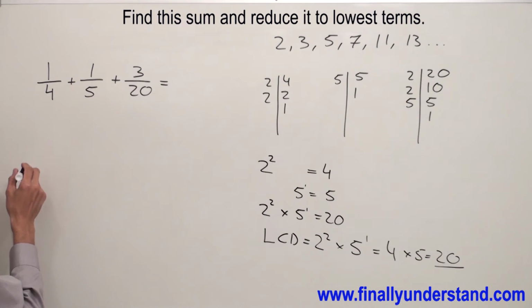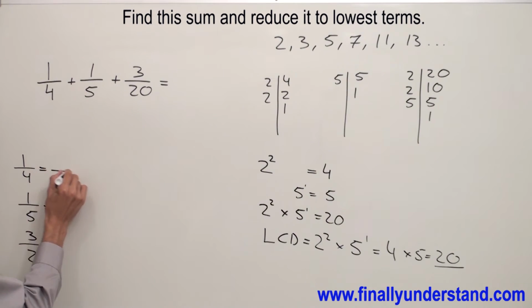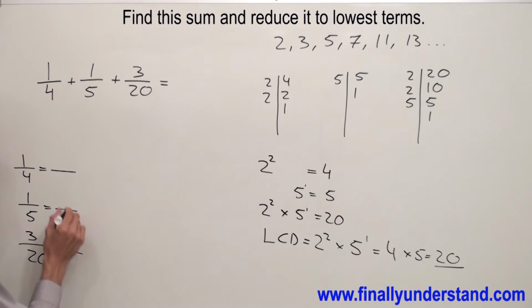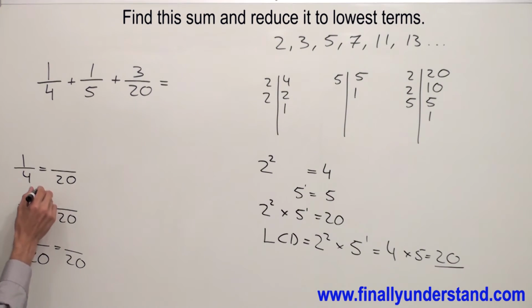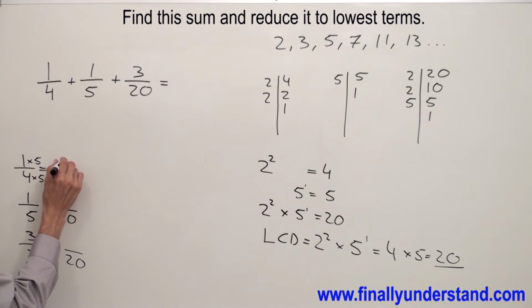Let me copy down these fractions one more time. I have 1 over 4, I have 1 over 5, and I have 3 over 20. We said the common denominator for all these three fractions is 20. The question is, by what number do I have to multiply 4 to get 20? I have to multiply by 5, because 4 times 5 is 20. Whatever I did in the denominator, I have to do also in the numerator. So 1 times 5 is 5.